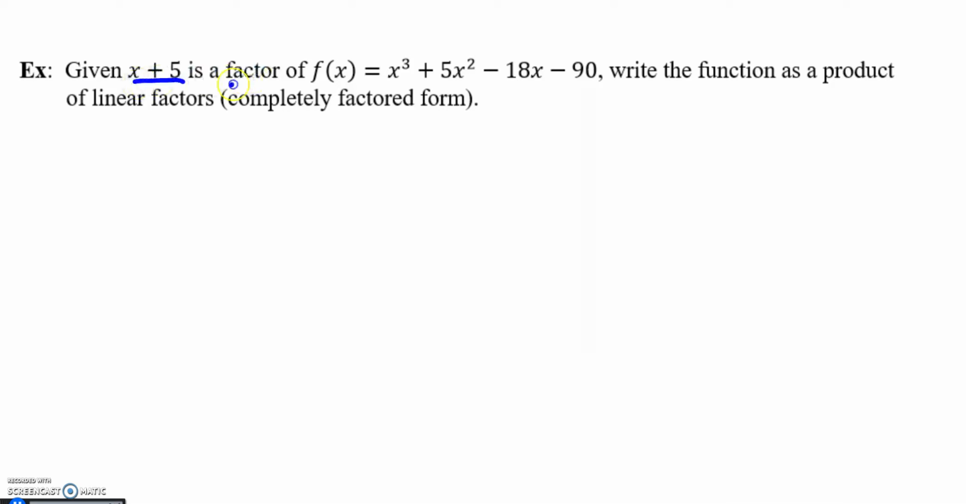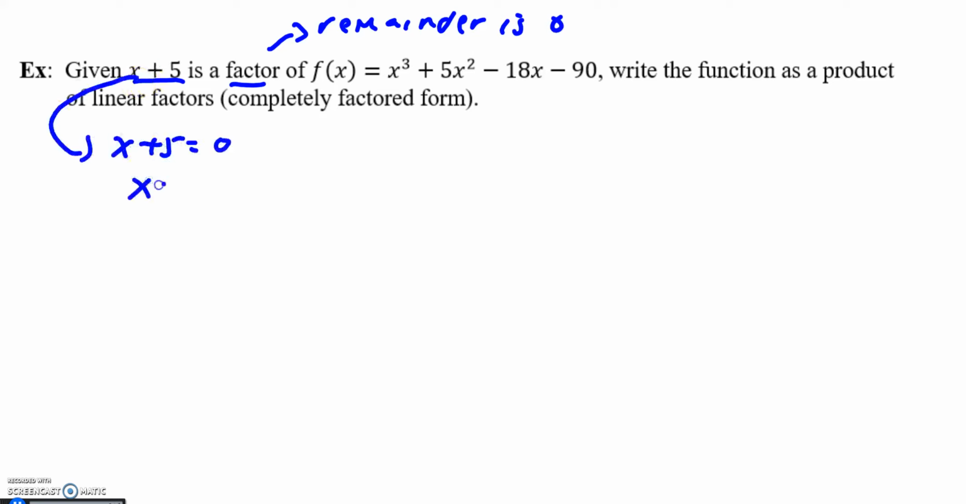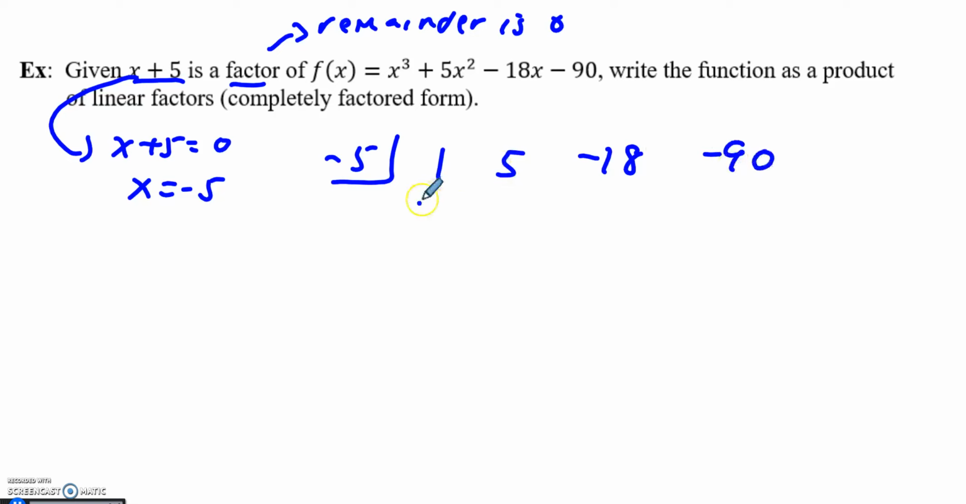Given this is a factor, that means because it's a factor, I already know that the remainder is 0, so we don't have to plug anything in. I do know that my root is really negative 5, so I'm going to use synthetic division to help find my other roots. If I carry down my lead coefficients, I'd have 1, 5, negative 18, and negative 90. So this is where I'm going to pause, and I'm going to continue this example in its completion in 8A.3 Part 2.